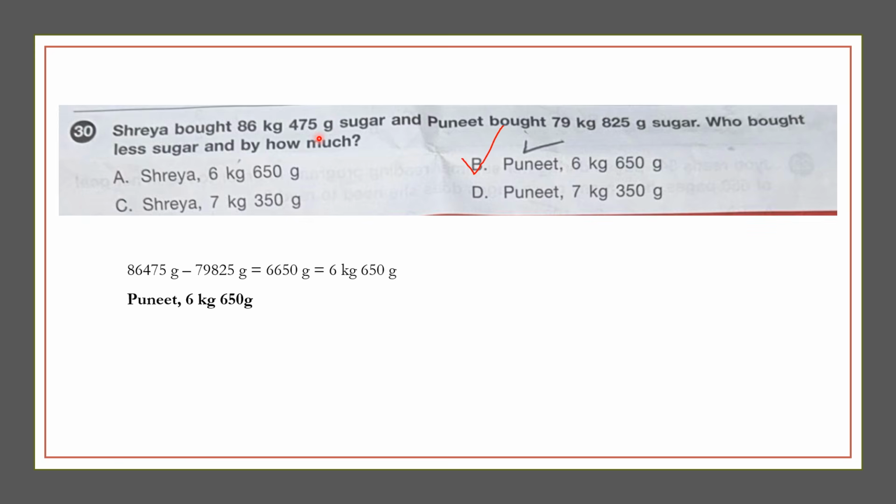We convert everything into gram. So 86,475 gram minus 79,825 gram equals 6,650 gram, which we can write as 6 kg 650 gram. So Puneet bought less sugar and by 6 kg 650 gram. So our answer is option B.